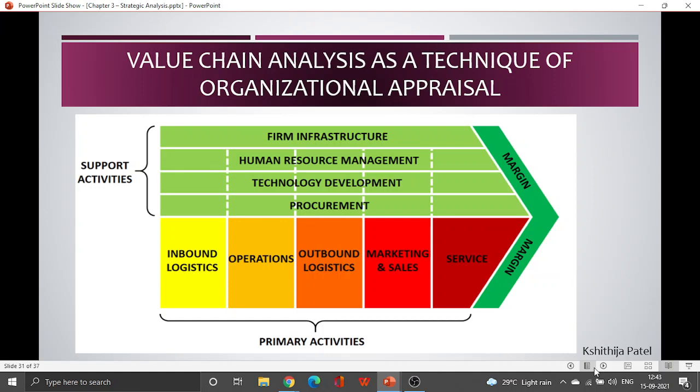Not only this, when we speak about firm infrastructure, even accounting, the typical work of financing, planning, all the general management, the legal support that the organization has, and even managing government relations, all these are categorized into firm infrastructure activities.